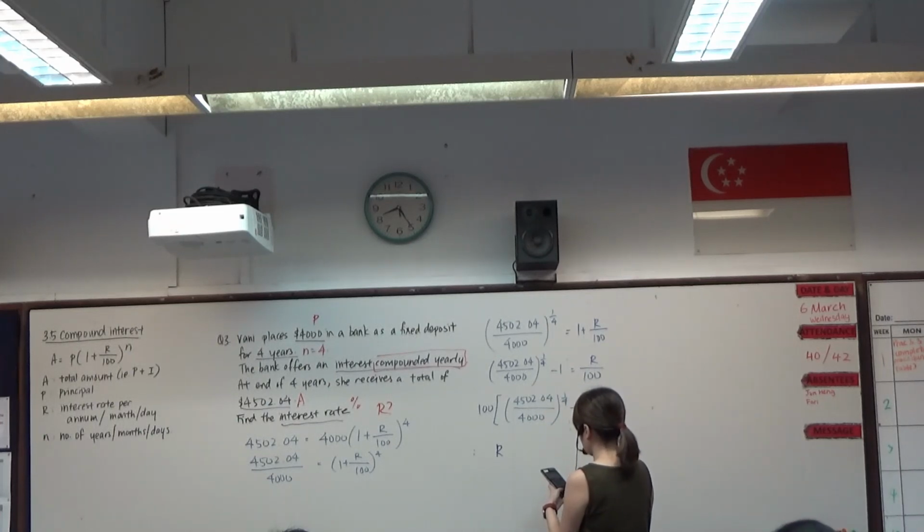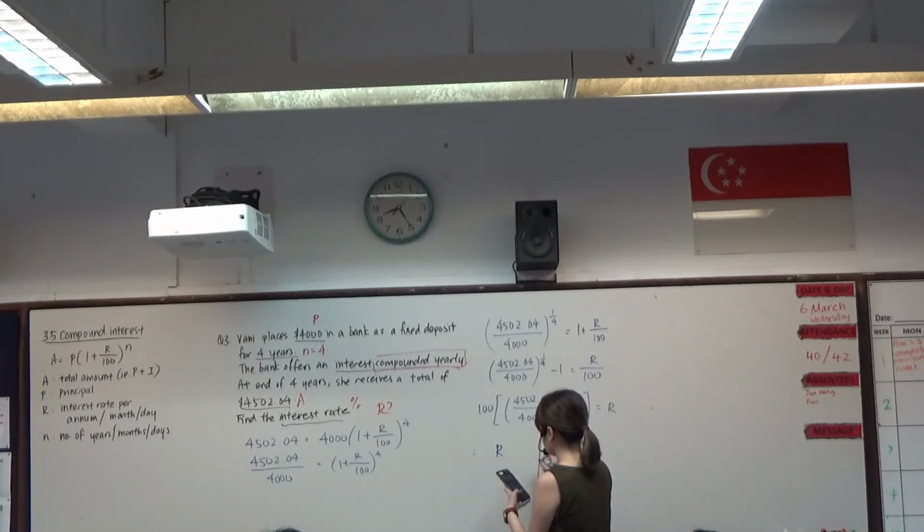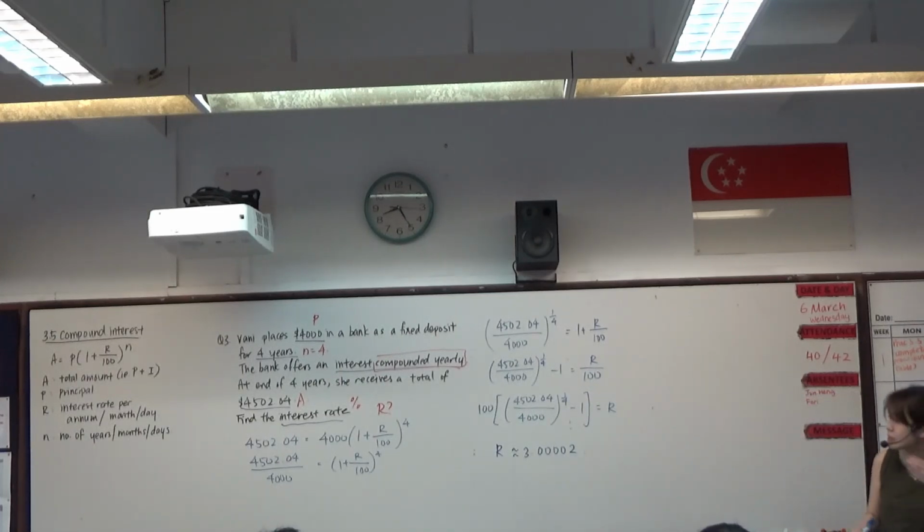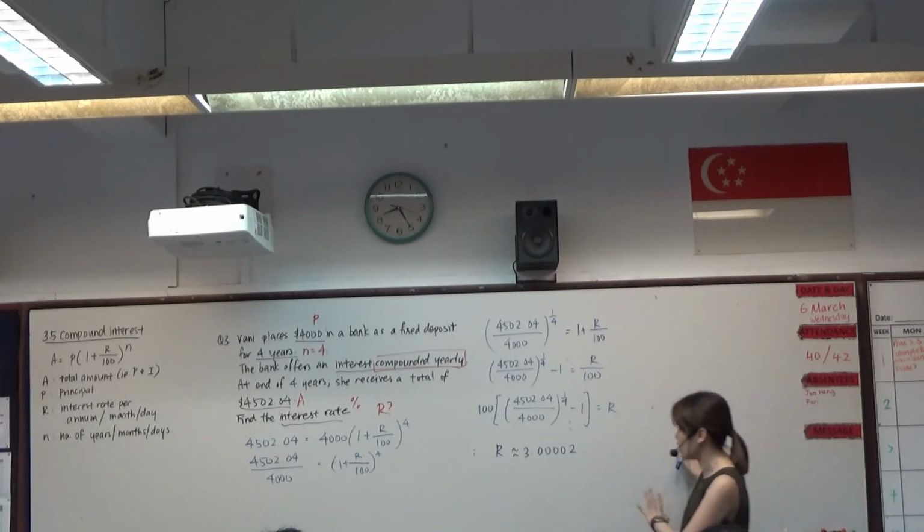Let me just put my calculation. Okay, we find that our R value will be about 3.00002 and so on.